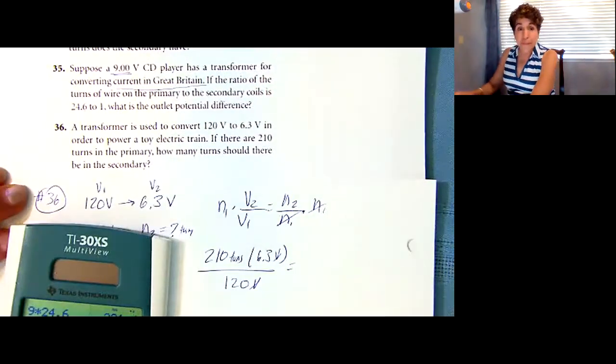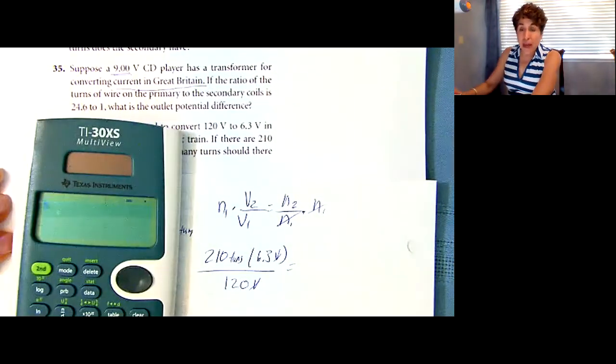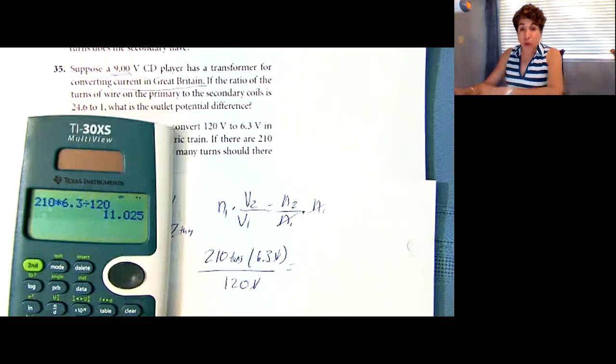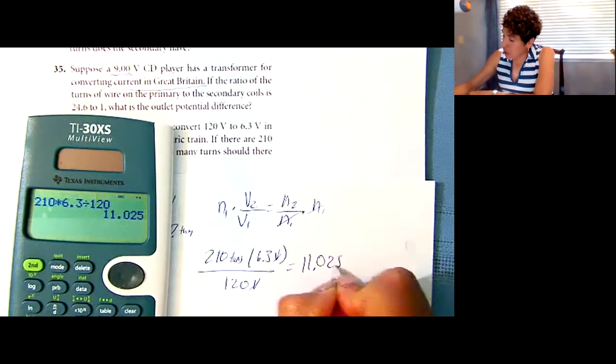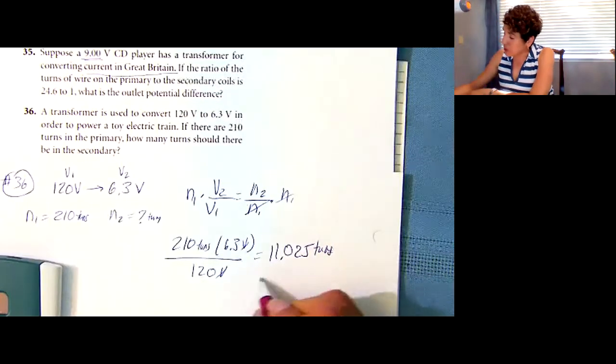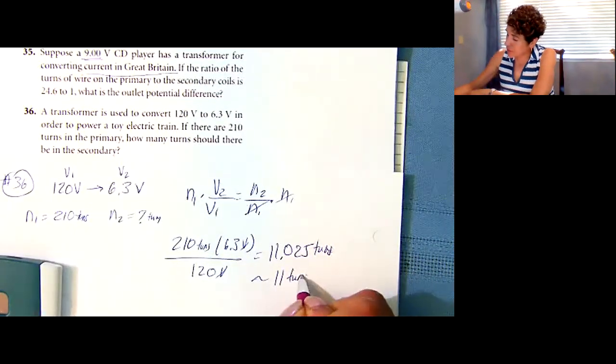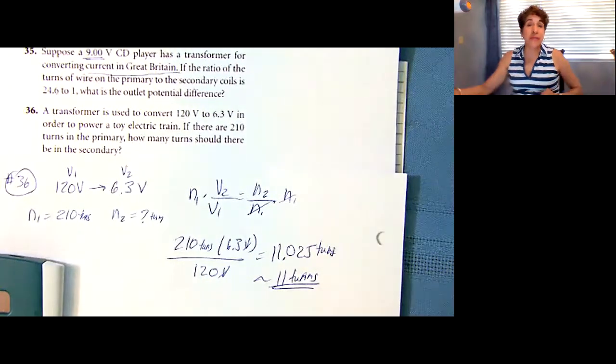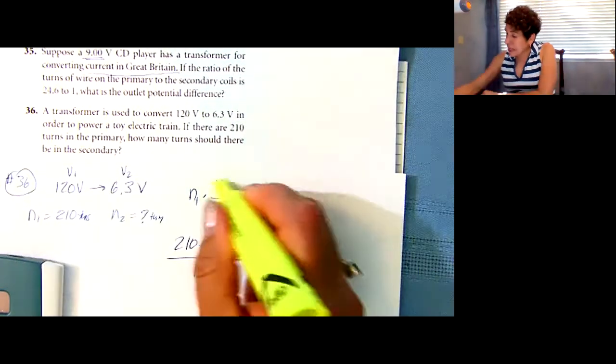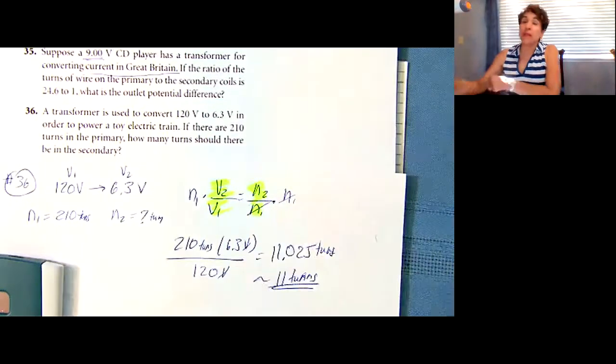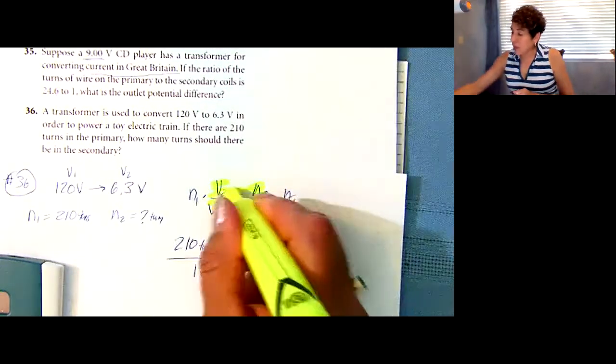So what do I get? I'm going to have 210 times 6.3 divided by 120 volts. And I get 11.025 turns. So that's pretty close in terms of significant figures to 11 turns. So it's 11 turns. So we're always using the same correlation between the turns and the voltage.